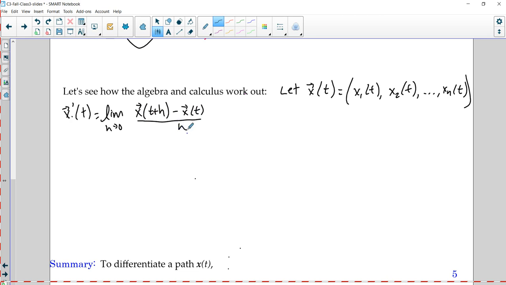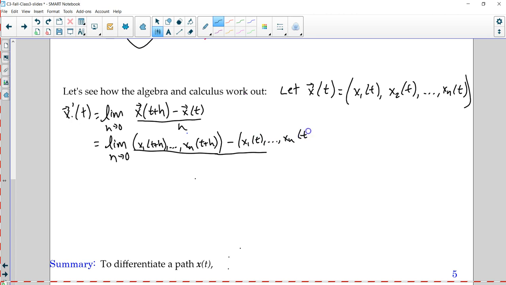Okay, now at this point, to subtract two vectors, I need to subtract the components. So let's write it out in component form. All right, limit as h goes to 0 of, and then we have x1(t plus h), etc. through xn(t plus h). All right, that's the first one. Subtract, and then x1 of t up to xn of t. All right, still all divided by h.